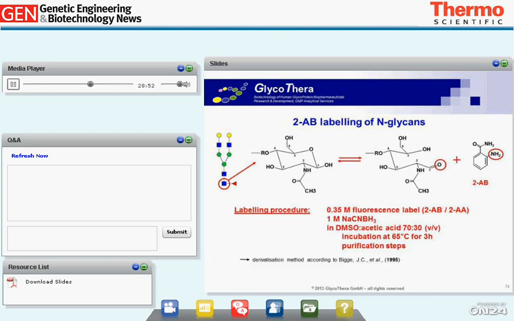These are the labeling conditions according to the publication from Bigge et al. from 1995, which were widely used in many publications and also in commercially available labeling kits. As the N-glycans were incubated in acetic acid at elevated temperatures, it has to be demonstrated that the N-glycans were not further modified during the labeling procedure, and one important issue is the desialylation of sialylated N-glycans during the labeling procedure.